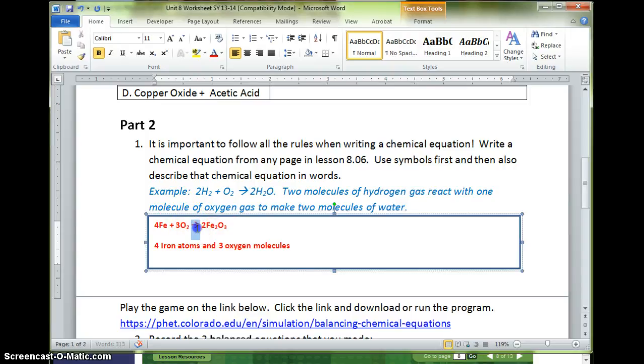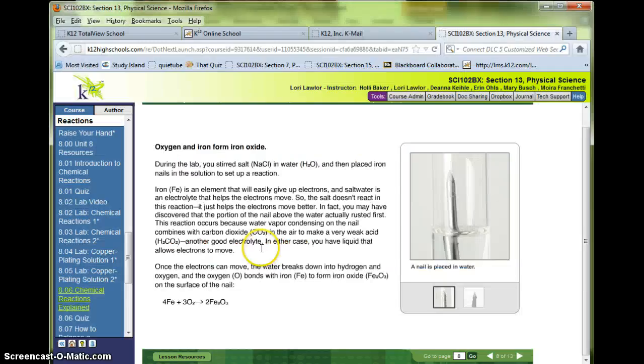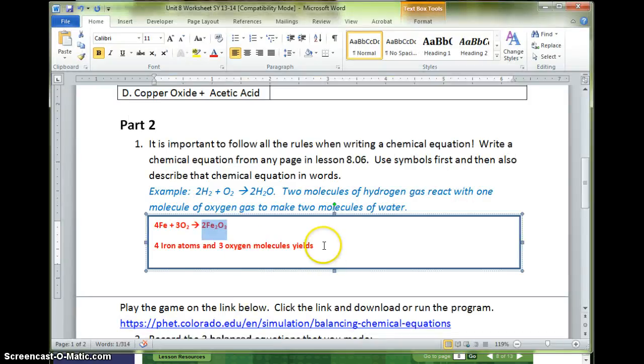Now for this yield sign right here, you can just put reacts to form, or you can even put the word yields. Then we need to just put what it yields. 2Fe2O3. Now on this one you can go back to the lesson and find out what it is. Okay, so here is Fe2O3 in the lesson. It's telling you that that is iron oxide. So go back to the worksheet and write iron oxide.